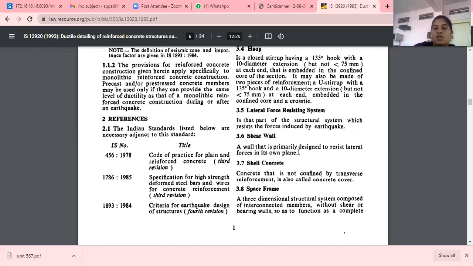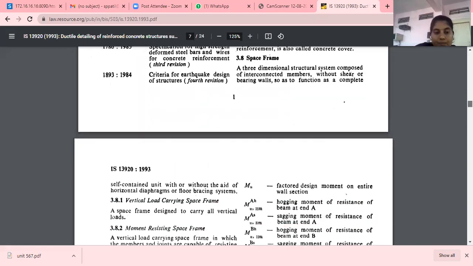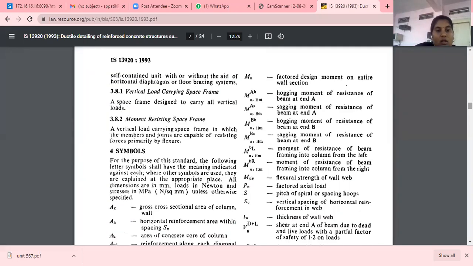So these are shear wall, shell concrete, space frame, and again ductility. What is this hoop? The hoop over here is a closed stirrup having a 135 degree hook with a 10 mm diameter extension. All those parameters are included in this IS 13920. So you have to go through this IS code briefly. After that, they have given vertical reinforcement and moment resisting frame; those parameters also they have given here in detail.